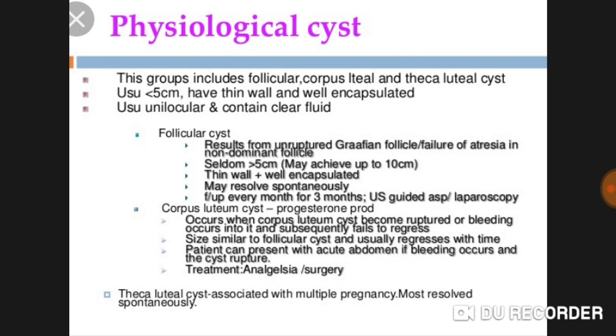Theca luteal cyst is associated with multiple pregnancy, and most resolve spontaneously. So these cysts need wait and watch for 2, 3, 4 menstrual cycles and they will resolve on their own. No need for any surgical intervention and no need to be afraid. Don't be hyper when you see such a case in your OPD.